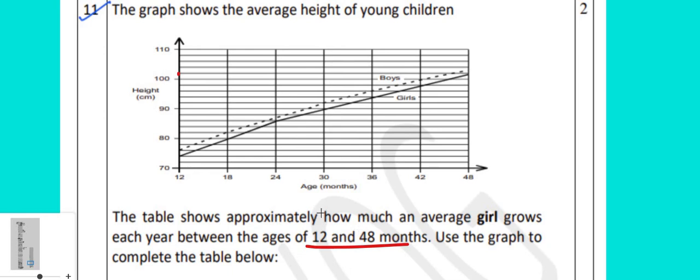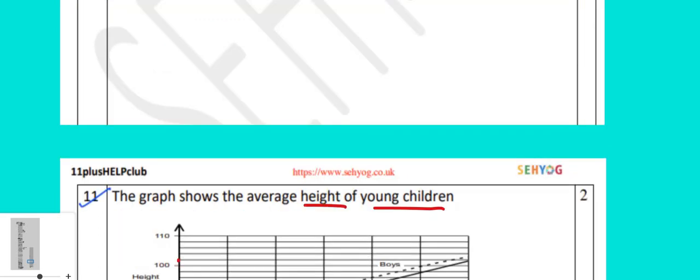So here in this graph, it has been stated the average height of young children. Now here, how does the average girl grow between 12 to 48 months? We need to answer the following questions using the graph right here.